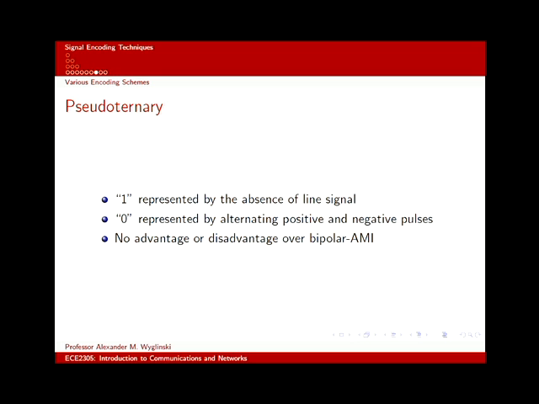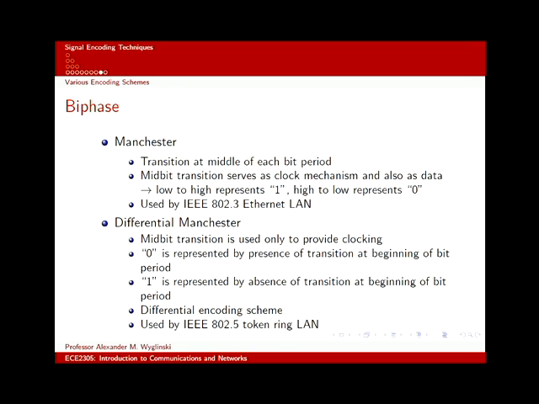Pseudo-ternary, on the other hand, what happens is the 1 is represented by the absence of a line signal, and 0 now represents either by a positive or a negative pulses. And there's really no advantage or disadvantage over the bipolar AMI.